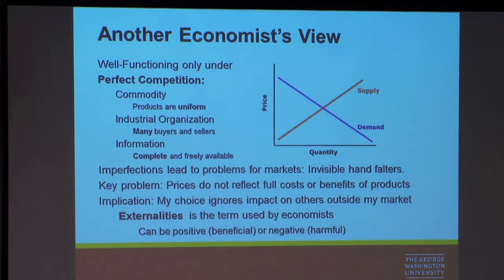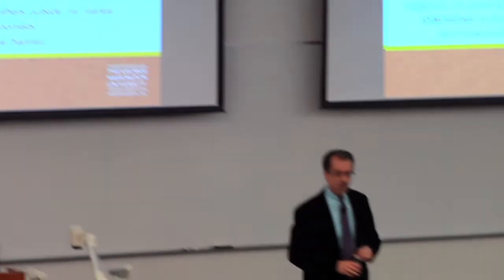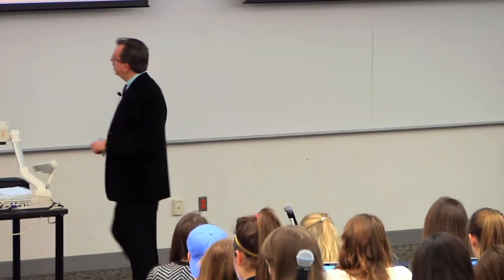The implication is my choice ignores the impact on others outside of the market that I'm in choosing things, right? So if I'm a producer and doing something, my actions are creating pollution over here. I'm not taking that into account in my discussion. That's called an externality. It's the term that's used by economists for these kinds of effects that are outside the market. They can be good. For instance, someone plants a lot of flowers, I really enjoy it. That's a positive externality. They can be bad and be called negative externalities.